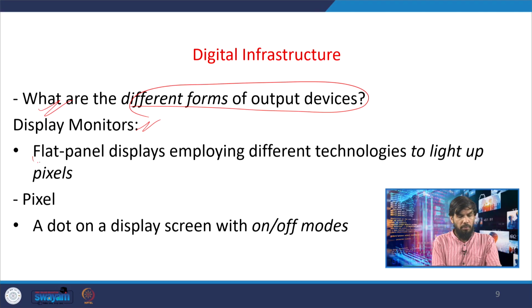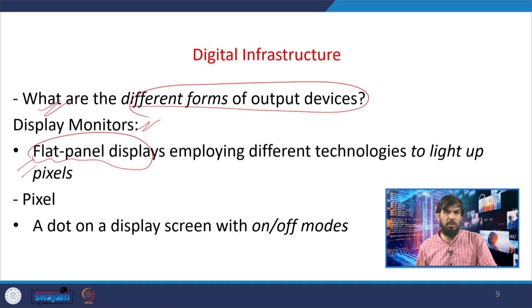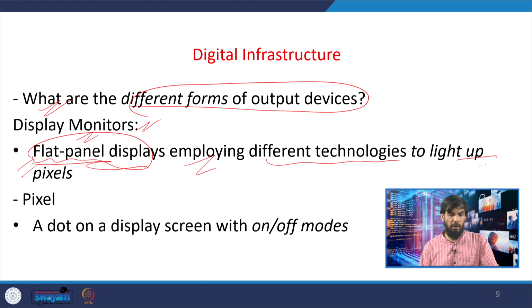Flat panel displays are the more common displays now. The older technology is now obsolete. Display monitors, more often than not, are flat panel displays that we get nowadays. They employ different technology to light up the pixels that are there in the screen, the image or the lights that we see on a screen. There are pixels there which are being lit up.